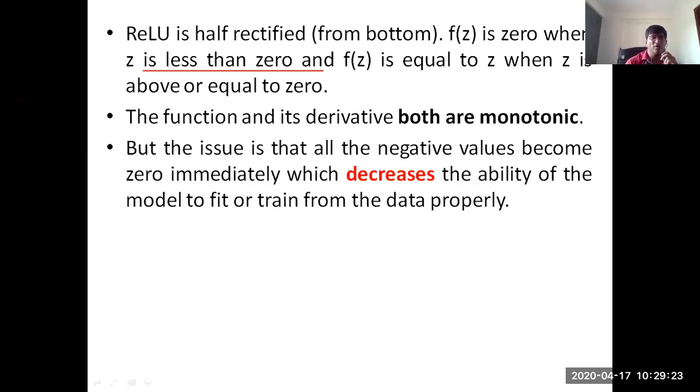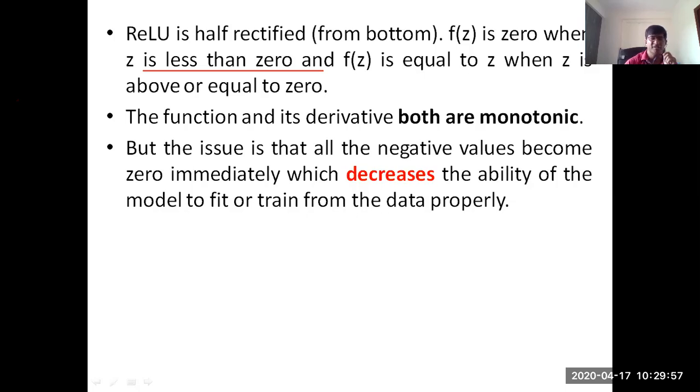But the issue is that all the negative values become 0 immediately because we have only two cases of outputs. One is 0, another is the value itself, right? So it becomes 0 immediately, which decreases the ability of the model to fit or train for the data properly. Because in data we would always have a mix of values. We would have 0, we would have negative values as well. So as far as the values are positive, then it works fine. But if we have negative values, then that is where the ReLU function is not very effective.